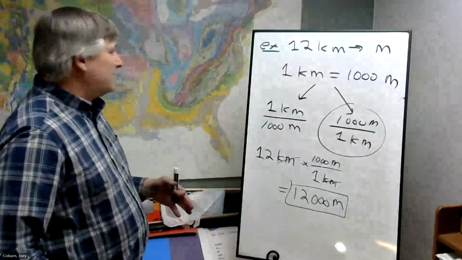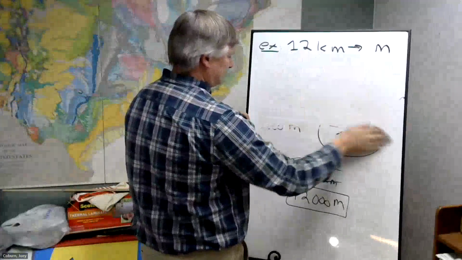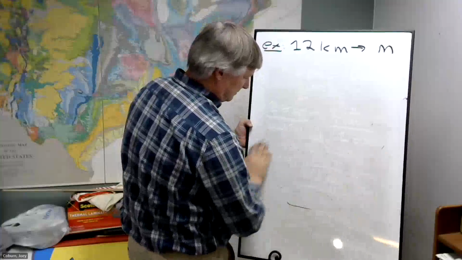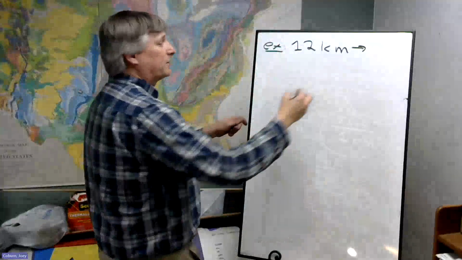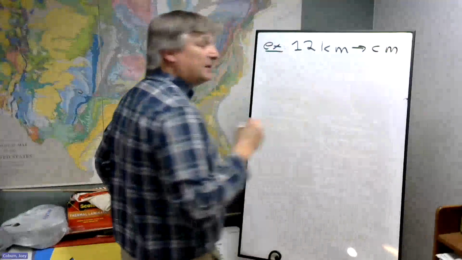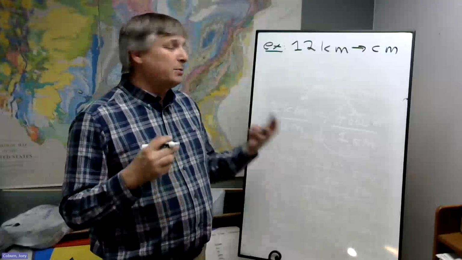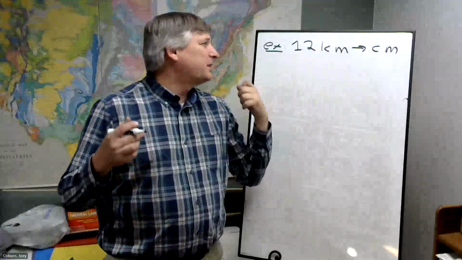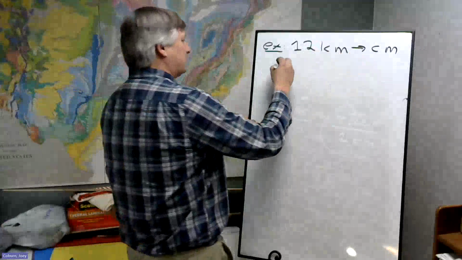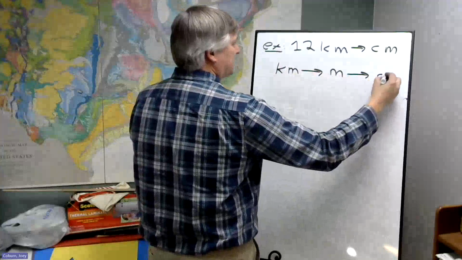All right. So now let's say we want to do something else. We want to convert this to centimeters. In the chart at the end of this section, there are relationships between these different quantities. There's no direct connection from kilometers to centimeters. So what we can do is go kilometers to meters and then meters to centimeters.